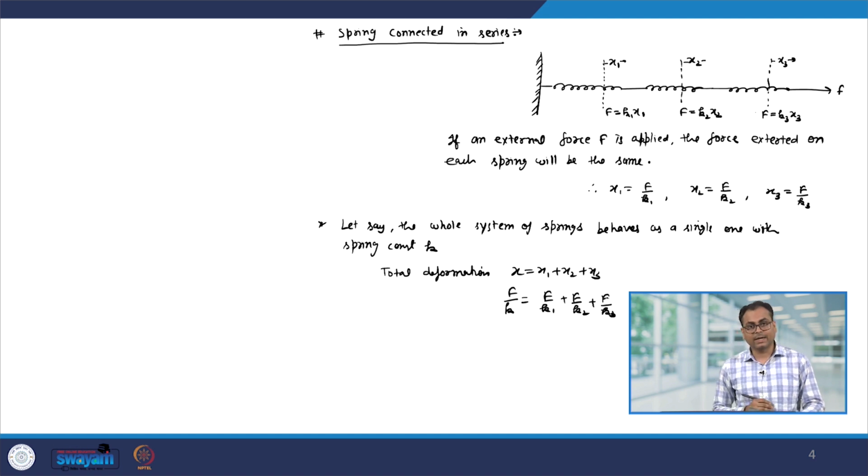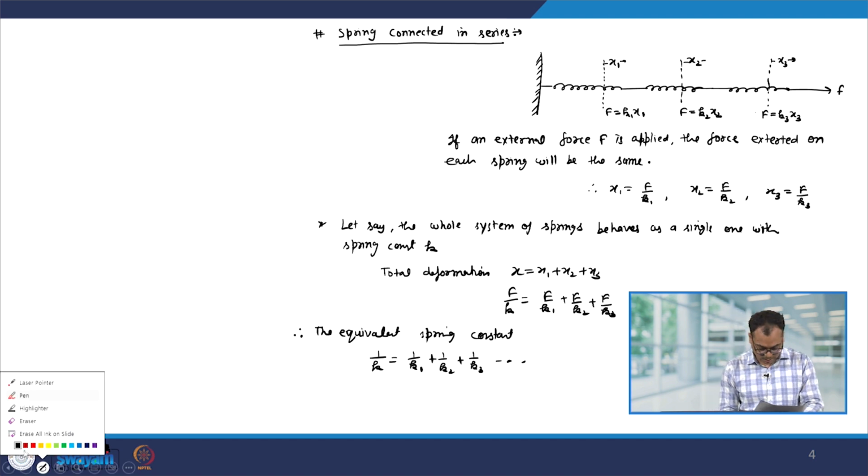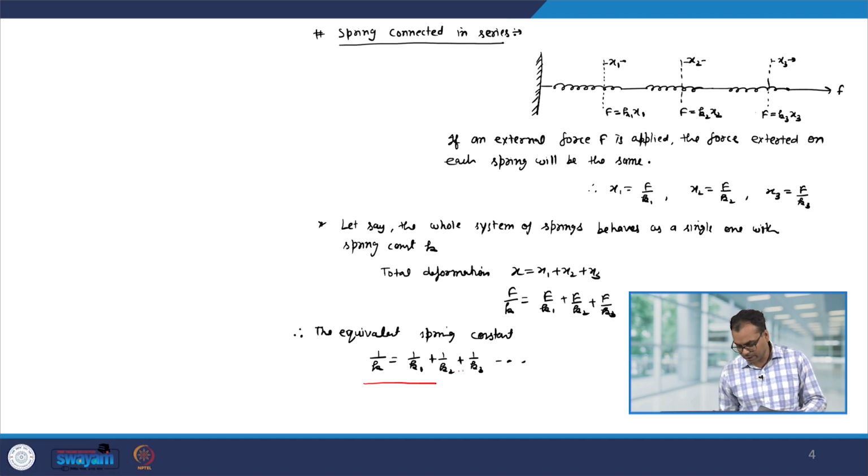Now, F will get cancelled, therefore the equivalent spring constant will be 1 over k equal to 1 over k1 plus 1 over k2 plus 1 over k3 dot dot dot. Okay. So, this is the case wherein the springs are connected in series.